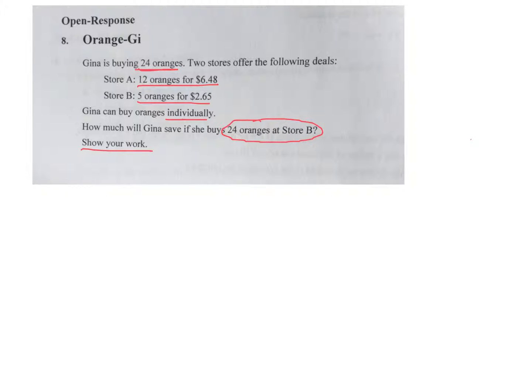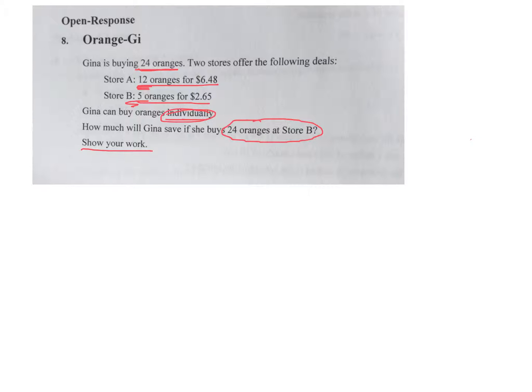Show your work. When you see show your work in EQAO, you have to show every single step that you're doing. Anything you type in on your calculator, you must put on this piece of paper. So we're going to figure out how much it costs for one orange, because then we can compare the price. Store A is 12 oranges for $6.48, but store B is 5 oranges for $2.65. It's hard to compare when you're not looking at the same unit.